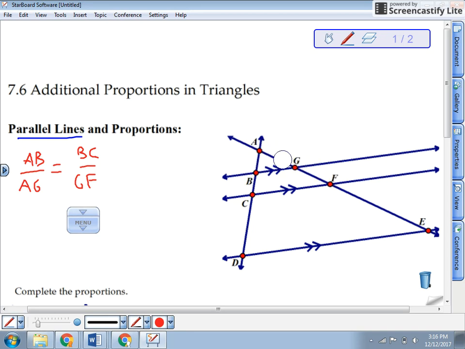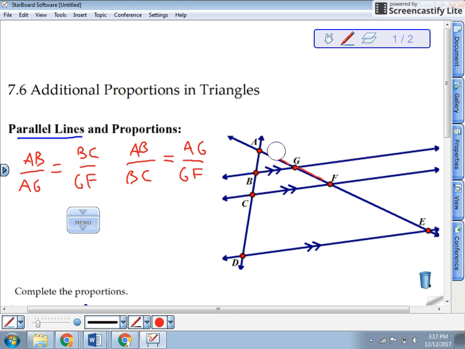We could also go kind of top to bottom. I could say AB is to AG, and then on the other side, going top to bottom, BC is to GF. So there's another way to set it up, and there are a lot more up here.